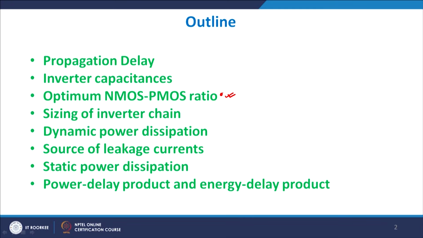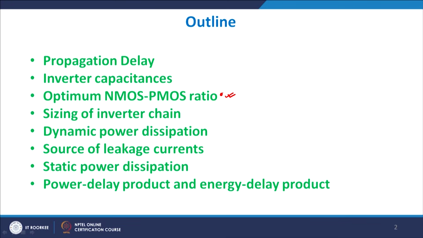But in many cases I do not want a symmetric VTC to appear. I want it to be shifted either towards VDD or less towards VDD. So, I can make it VDD by 4, or I can make it 2 by 3 VDD, and so on and so forth. So, at that stage what should be my optimal size ratio of NMOS to PMOS, that we are looking at this point.